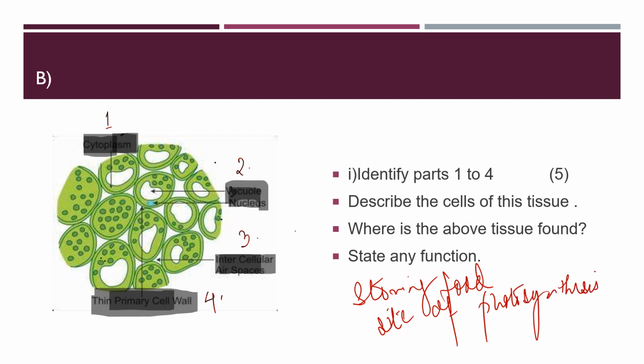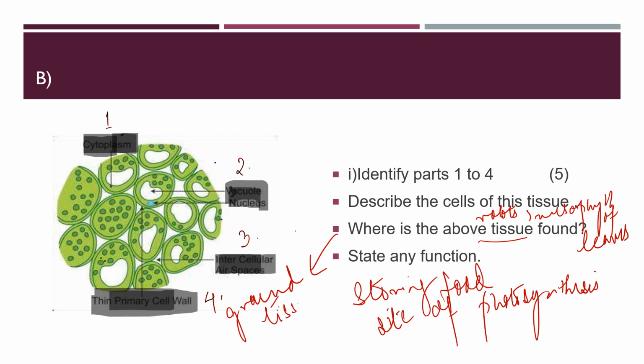And where is this above tissue found? You can say that it is found in the roots, that is the cortex of the roots, and it is found in the mesophyll of leaves. So where else is it found? It is also found in the ground tissue of stems. Is it clear? Now let us move on to the next one.